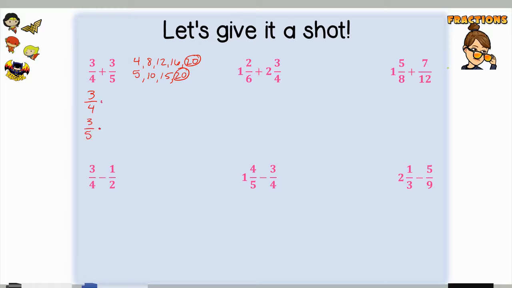So now I'm going to multiply. So I have to multiply them both by the same thing to get 20. Now, what I mean by that, I have to multiply my numerator and denominator by the same thing. I do not have to multiply both fractions by the same thing. So here, to go from 4 to 20, I have to multiply by 5. What I did to the denominator, I have to do to the numerator, and I get 15.